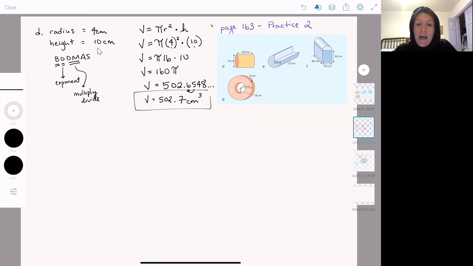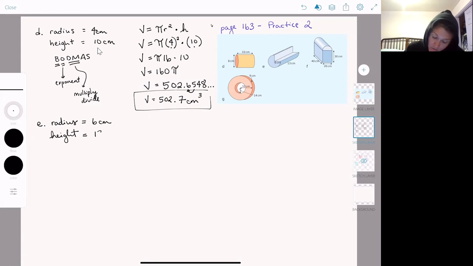Now, E, F, and G all look pretty weird, a little difficult maybe. So I'm going to go ahead and get you started, and then I'll give you a clue about what you should do at the end, okay? So here, again, we want to look for our radius and our height. So when I'm looking here, I see a radius of 6 centimeters, a height of 13 centimeters. So you should continue with your same equation here.